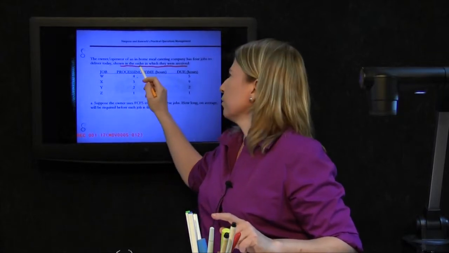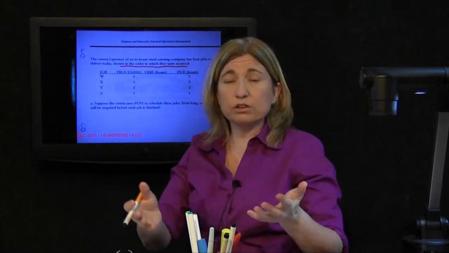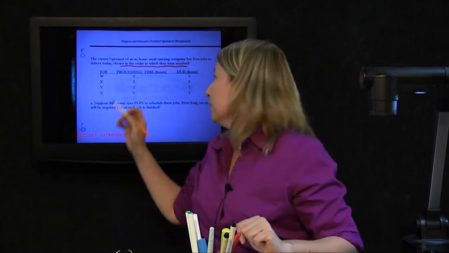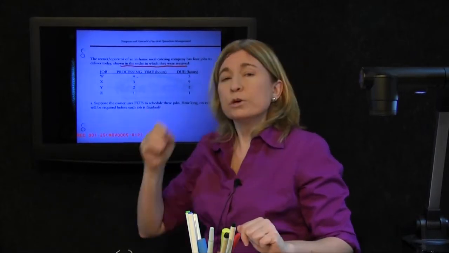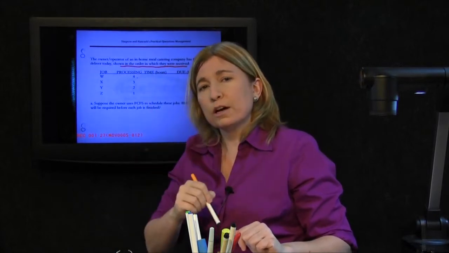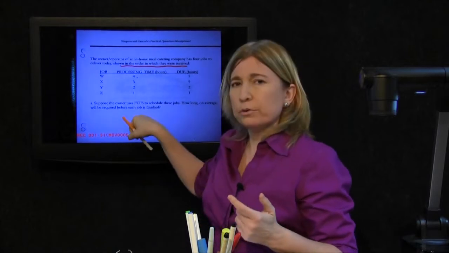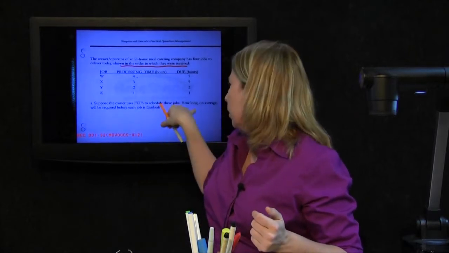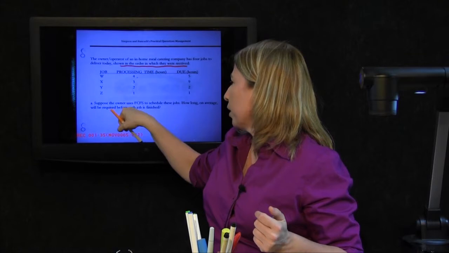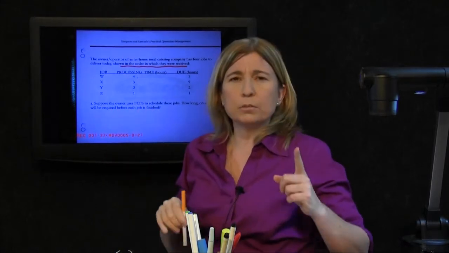Oh, right, that's why they mentioned at the beginning of the problem that the data on jobs W through Z are shown in the order they were received, which means that if you worked through them in that order, that would be first come, first serve. So to address this first question, how long on average will be required for each job to be finished? Now, wait a minute.